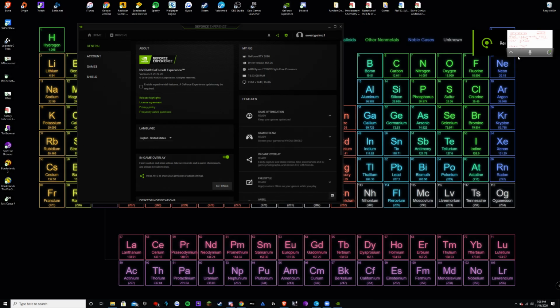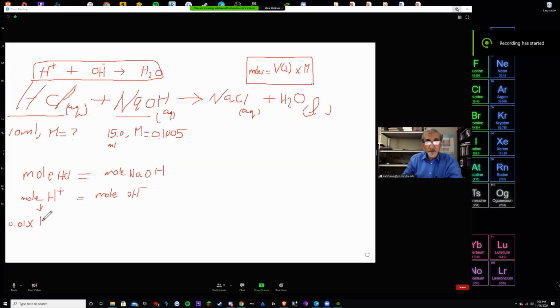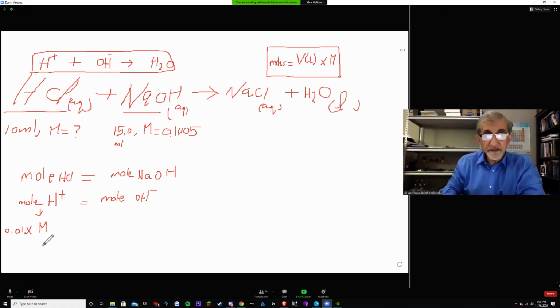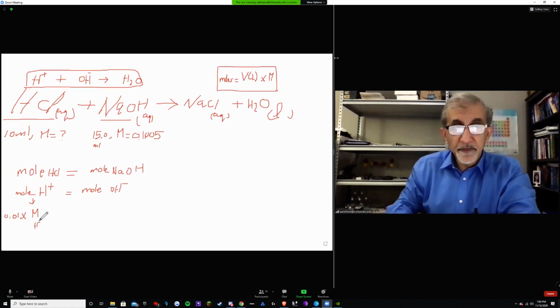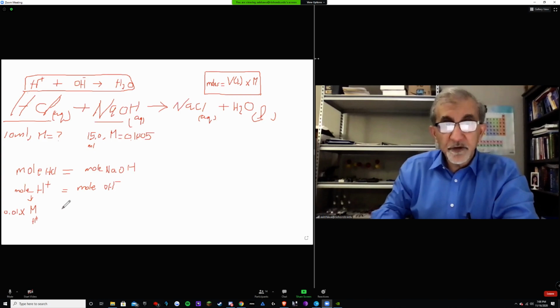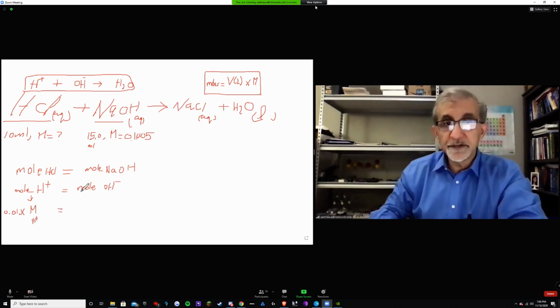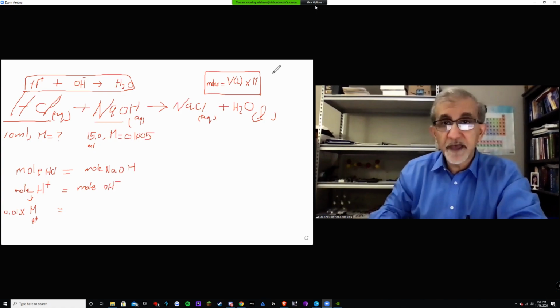Times the molarity of the acid, which is unknown. That's the molarity of the acid. That should equal, so these are protons, so that side should equal the moles of the base, which is as simple as the volume in liters times the molarity. The volume of 15 milliliters, you divide 15 by 1,000.